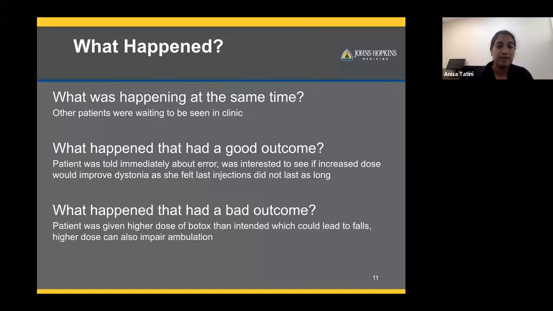And then what happened that had a bad outcome? Obviously, the bad outcome here was that a patient was given too much Botox, which they might not need. So in the case of Botox, the way we put it to patients is that it can make the muscles weaker. So obviously this could lead to falls. This could lead to impaired mobility. It can lead to difficulty with their ADLs. So we did tell the patient before she left that please reach out to us if she's having worsening ability to ambulate. We could fit her for an ankle foot orthosis, AFO.